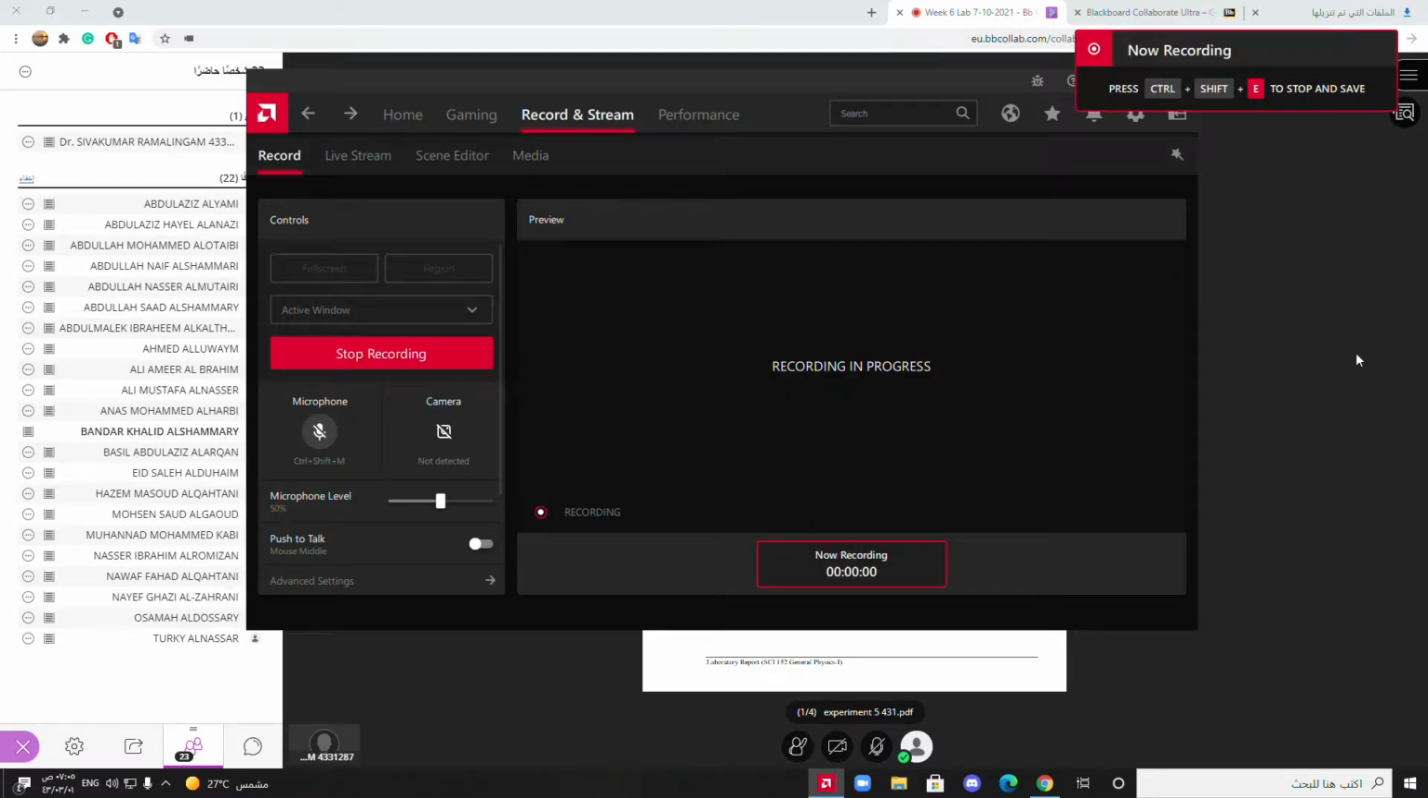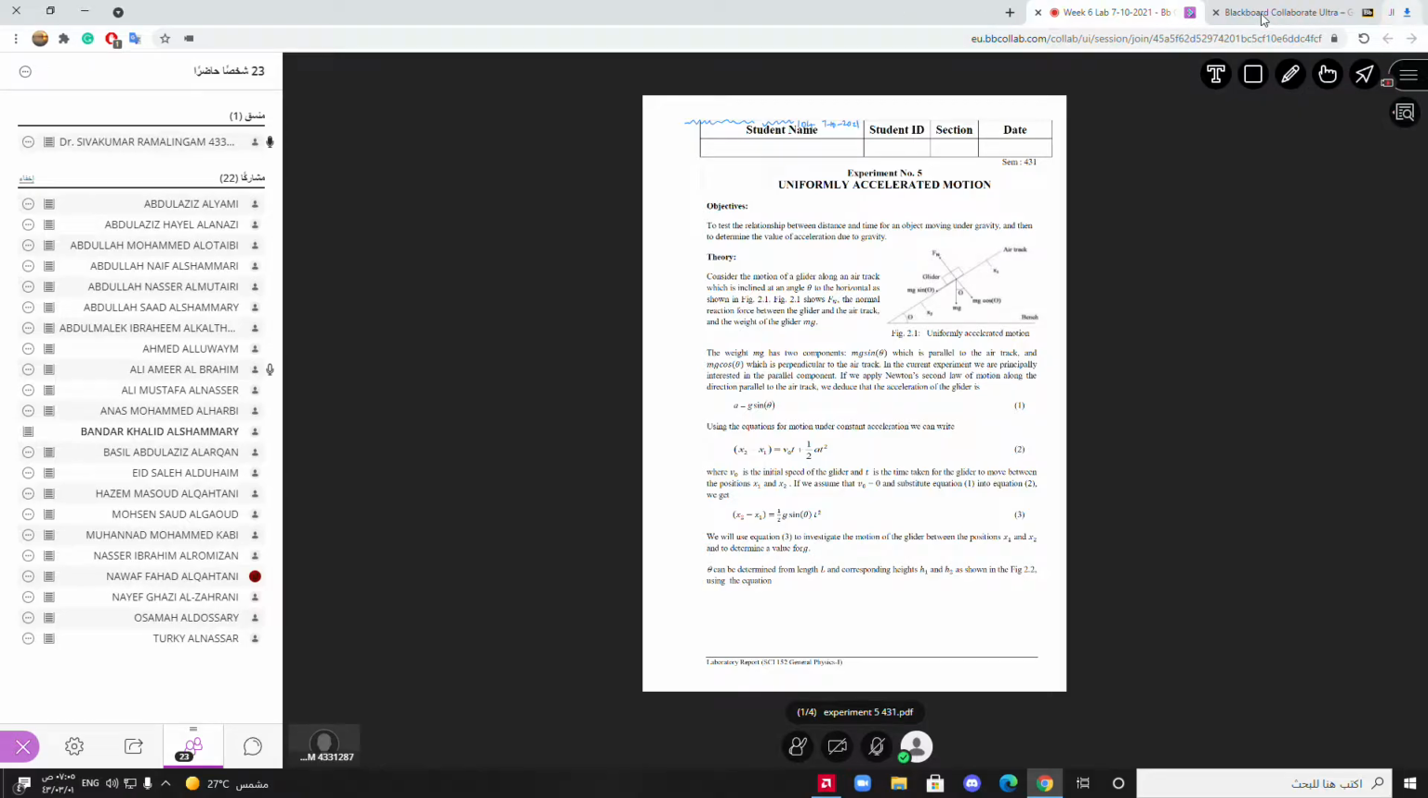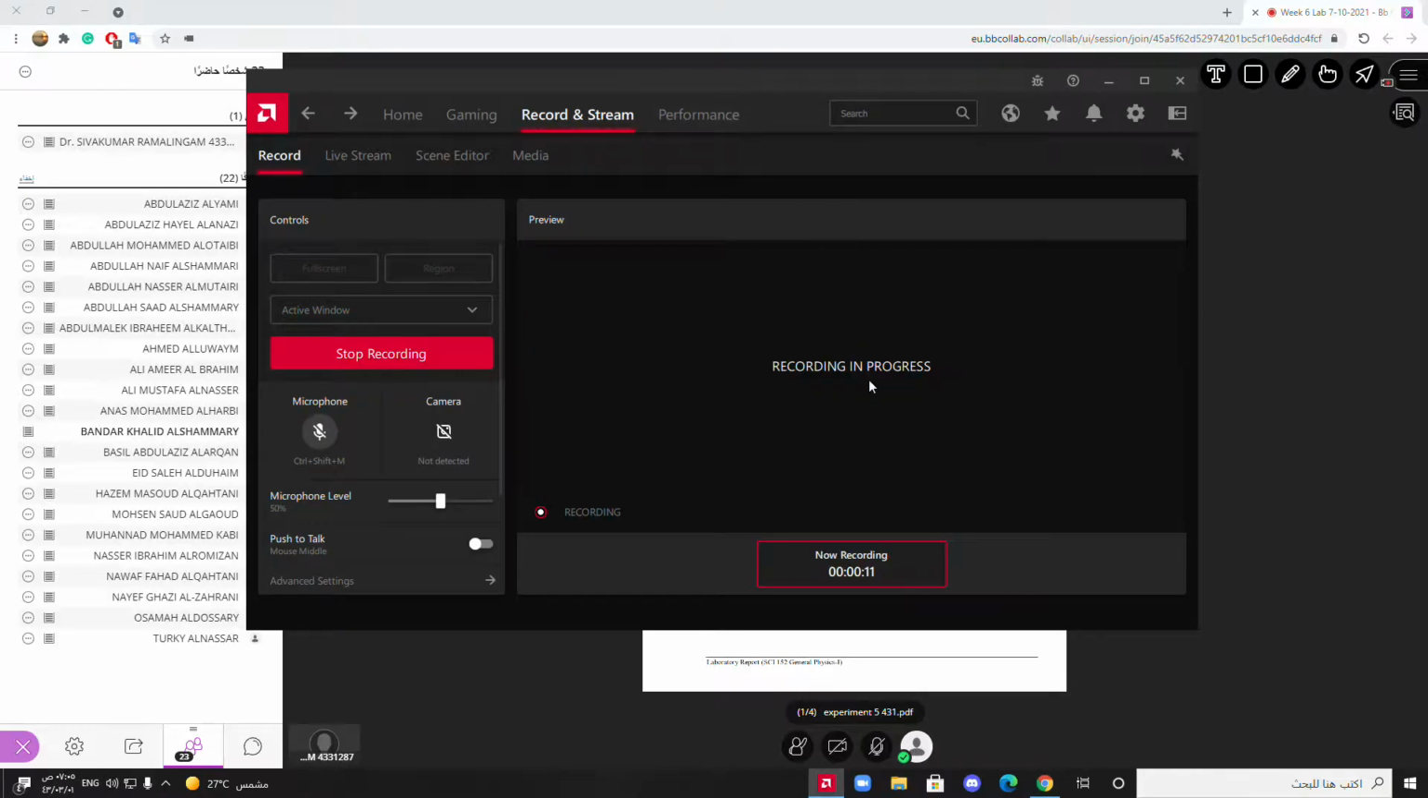This data is on the first page. Let us go to the title of the experiment, the uniformly accelerated motion. The theory of this experiment we already discussed in chapter number 2.